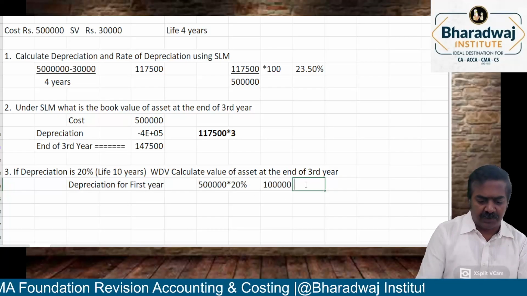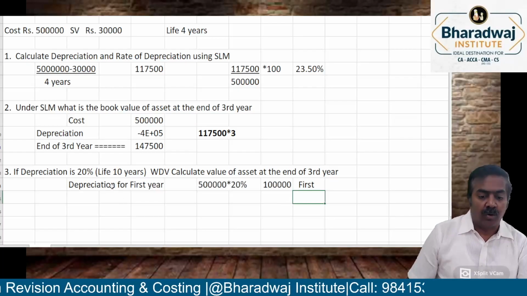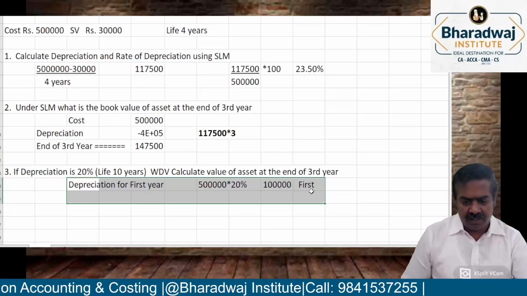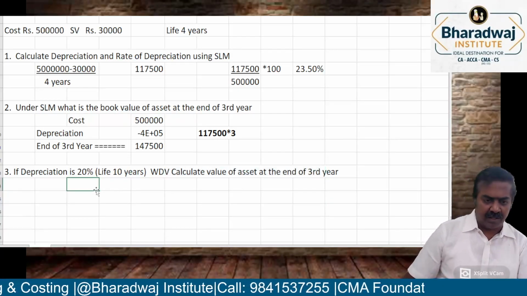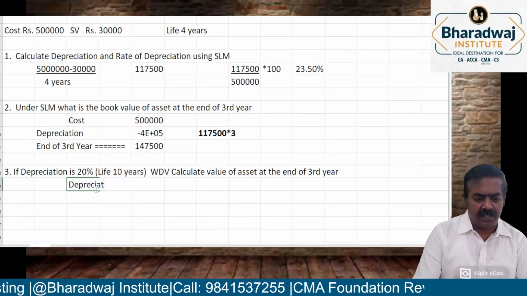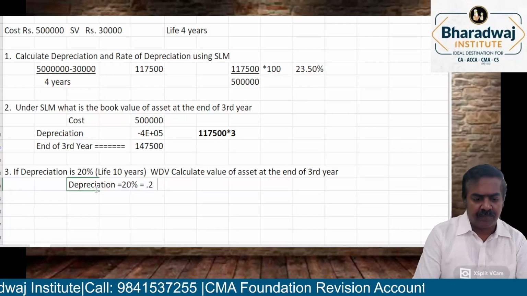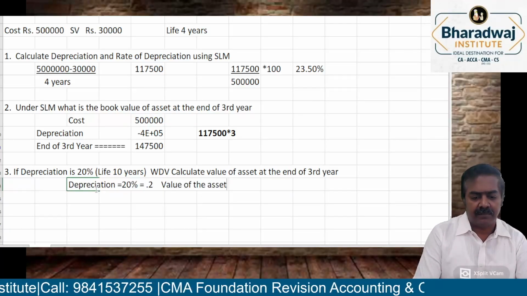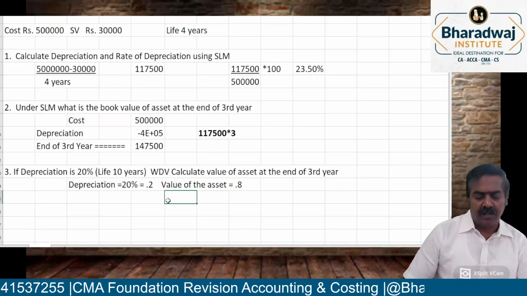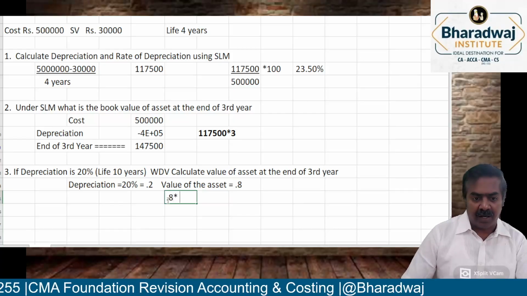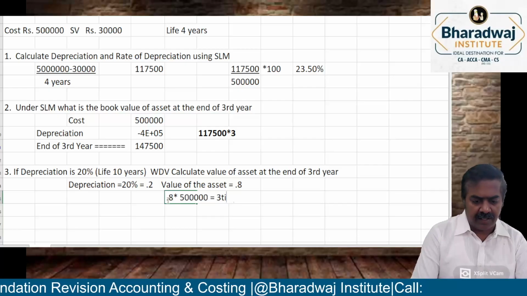They ask you depreciation for the third year. Oh, value of the asset, sorry. Calculate value of asset at the end of the third year. When depreciation is 20%, 20% is nothing but 0.2, so the value of the asset will be 0.8. They ask you 3 years. So in calculator, what you do is 0.8 into 5 lakhs, press equal to symbol how many times? 3 times you will get the value of the asset.